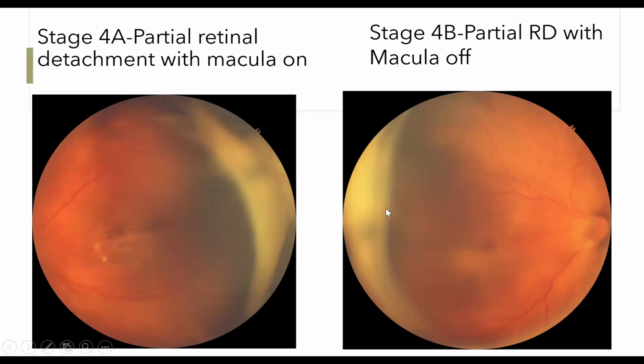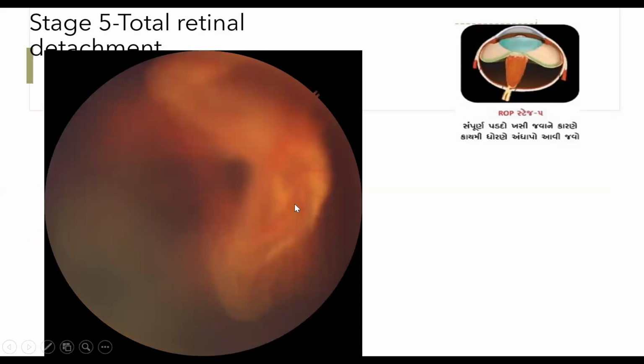Okay, so now stage 4 is divided into two parts, stage 4A and B. In 4A, you can see the detachment is localized in the temporal half, the macula is still attached. So this is stage 4A. But when the macula also detaches, then it is called stage 4B. Okay, and the prognosis becomes poorer once the baby goes into stage 4B. And if that is also not treated on time, then the whole of the retina detaches and it gets tumbled on the disc. So this is stage 5.